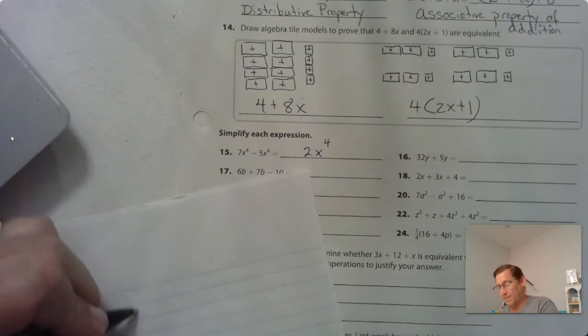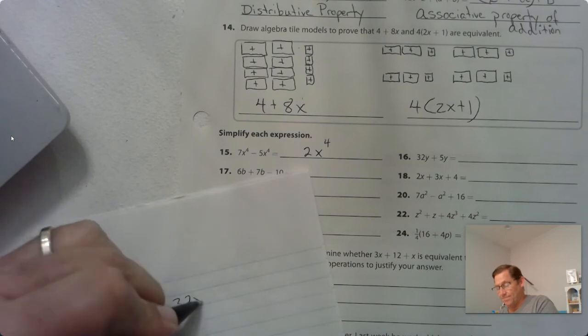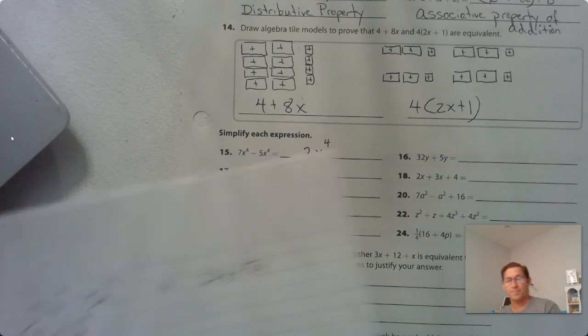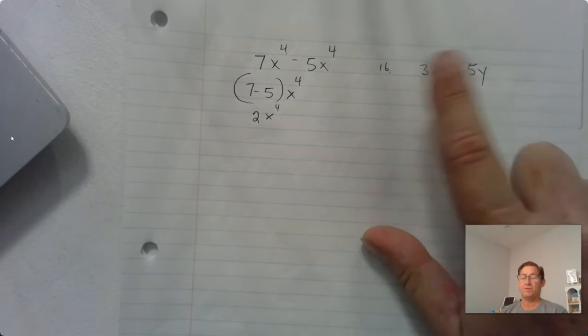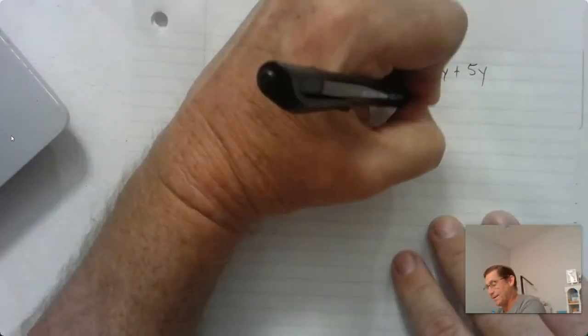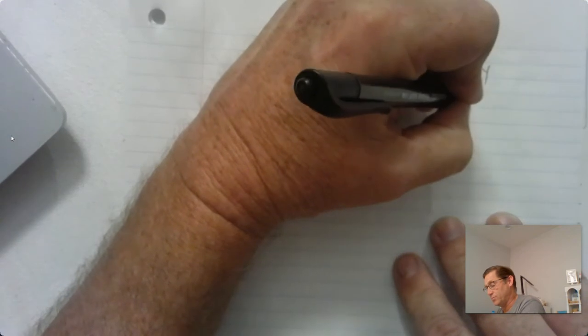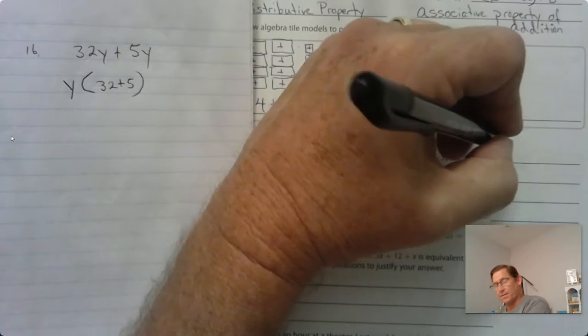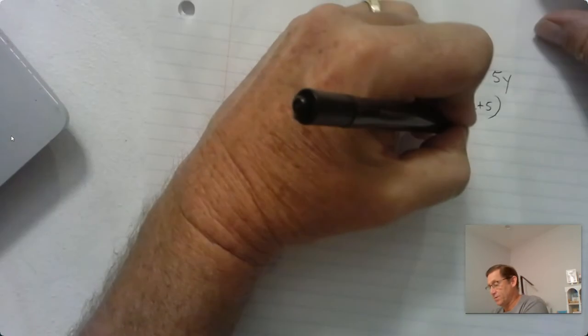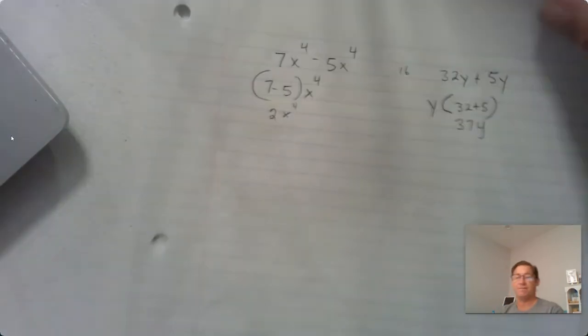16. 32y plus 5y. So they're multiplying y times both numbers in the sum. So y times 32 plus 5. So that would be 32 plus 5 is 37. So 37y.